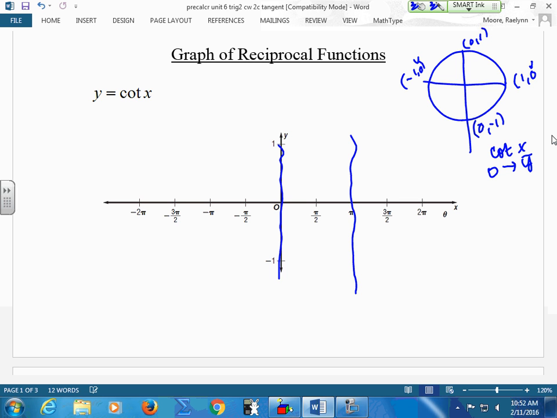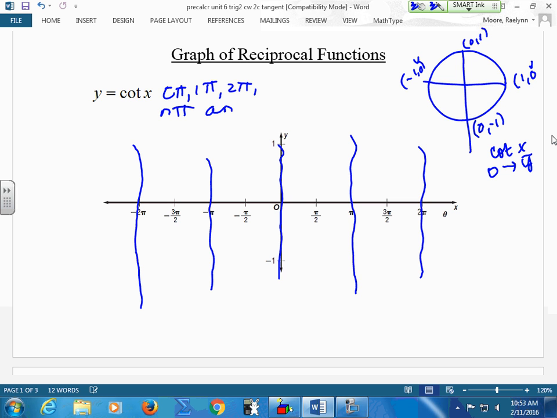What would come next? 2 pi, good. And I got negative pi. And I got negative 2 pi. So, let's go to 0 pi, 1 pi, 2 pi. What would come next? 3 pi, 4 pi. So how could I say this with an n? Any integer. N pi, and n is any integer. Good. So that's how you define your domain.